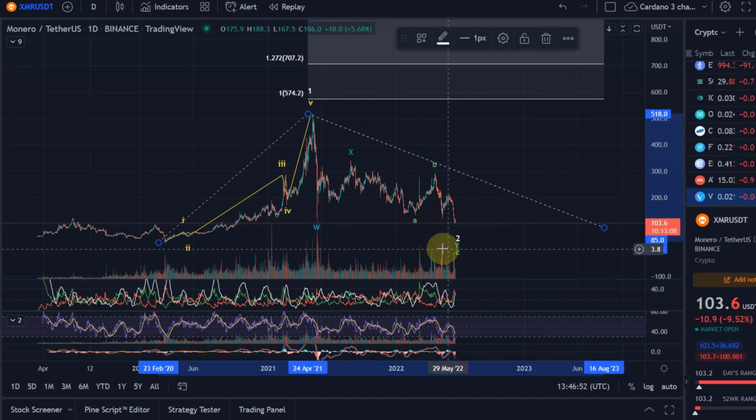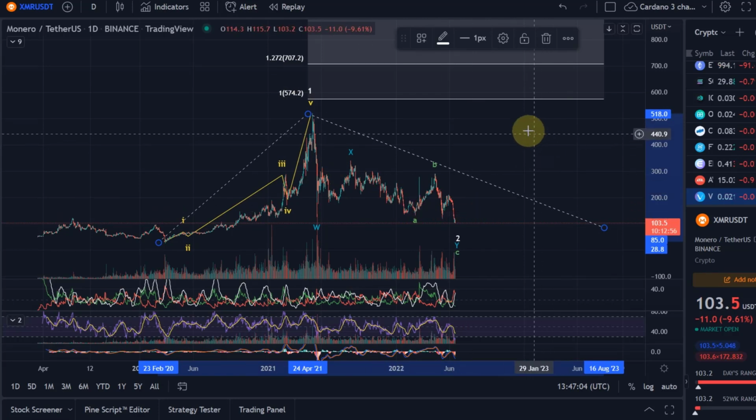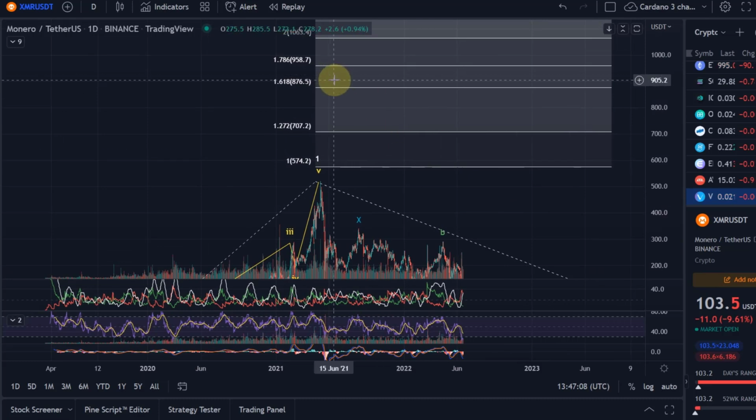So from here, the next wave up, don't get me wrong, this will not happen within a few weeks, and it will also not happen in one straight line. There will be ups and downs. It will be frustrating, as the move down is as well. But what is the target for the wave 3? The target for the wave 3 would be at least the 1.618 Fibonacci extension level, $876. That is the minimum in a wave 3.